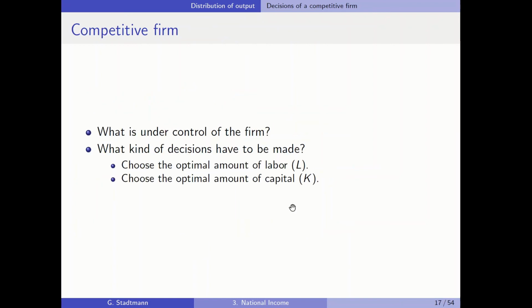On slide number 17, we assume that the manager of a firm has to make some decisions with respect to the optimal amount of labor and the optimal amount of capital used in this company. In the following, we will focus on the decision on the optimal amount of labor. Please have a look at the textbook in case that you are interested in the discussion with respect to the optimal amount of capital. But the different steps to choose the optimal amount of capital are like 100% identical.